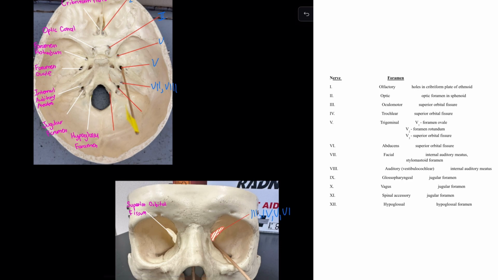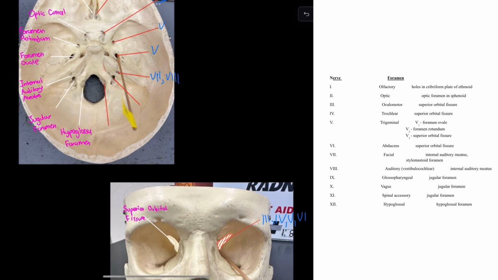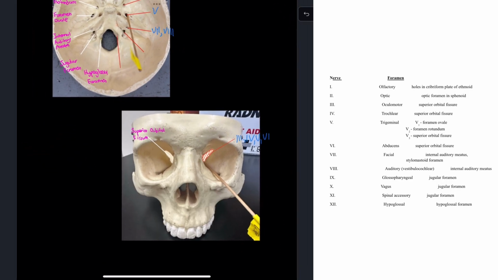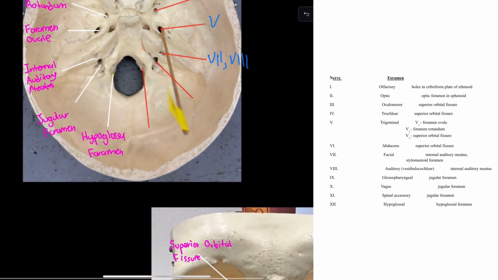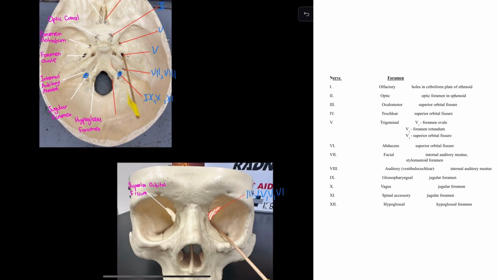Okay. The glossopharyngeal, which is this nerve. This foramen right here, this big old foramen, is the jugular foramen. You can find the glossopharyngeal, which is the 9th, the vagus, which is the 10th, and the spinal accessory, which is the 11th. So in the jugular foramen, you can find 3 nerves: the glossopharyngeal, vagus, and spinal accessory.